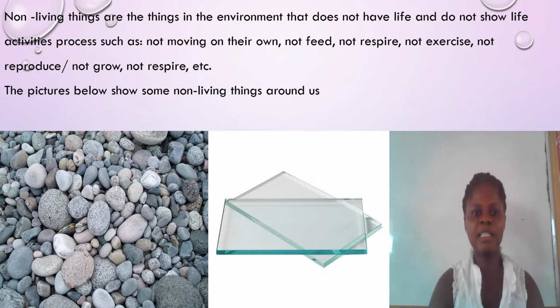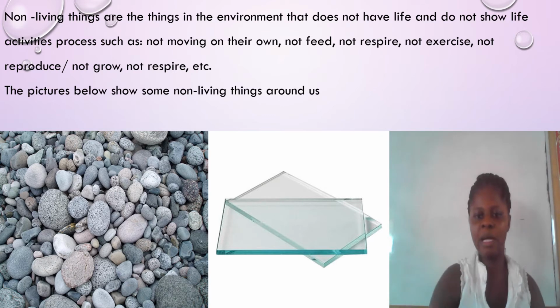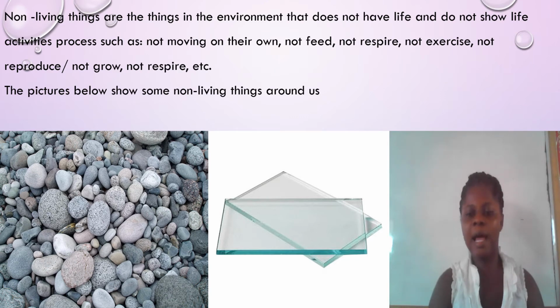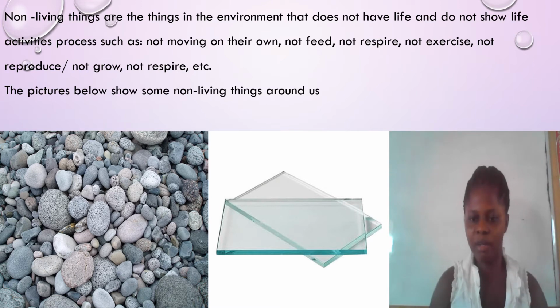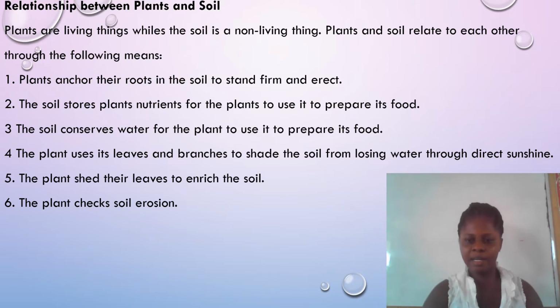Okay. Now let's look at the non-living things. The non-living things are the things in the environment that do not have life. They can't eat, they can't grow, they don't have life in them. So for example, the stones and the glass you can see there do not have life. They can't grow, they can't give birth, they cannot eat. If you give them water, they cannot drink. Okay, so they are non-living things.